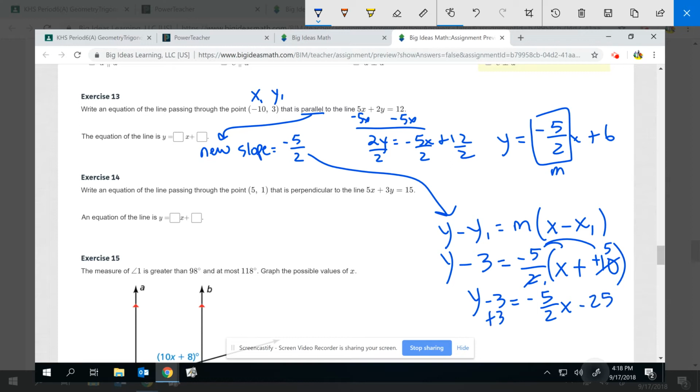Let's add 3 to both sides. Y equals negative 5 halves x. And then we had a negative 25 and a positive 3. That's going to give us a negative 22. So negative 5 halves x minus 22 is your answer to 13. So they actually gave us negative 5 halves x minus 22.